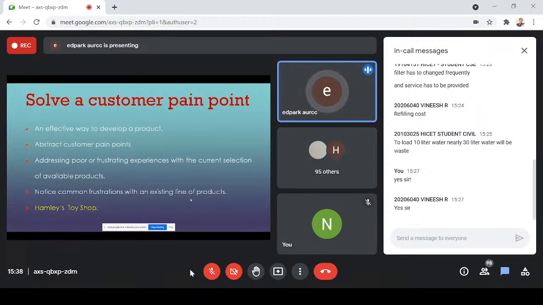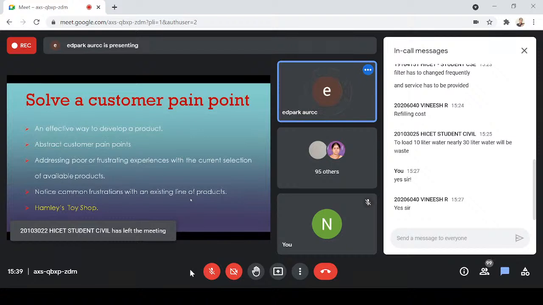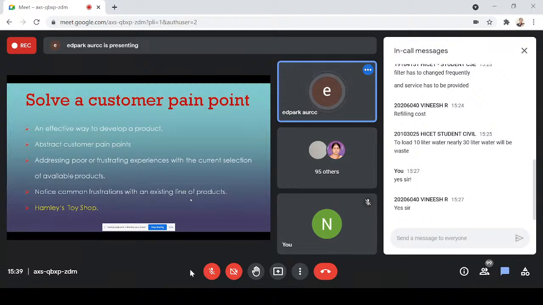So how this customer pain point came out is because of having some frustrating experience with the current selection of products. Just for an example, as said by them, I would like to purchase an RO system which costs around 6,000 to 7,000 rupees. Let me take it up in some other way. If I have a plan to purchase an RO system worth 7,000 rupees, and it will give a good TDS level, that means good drinking water.